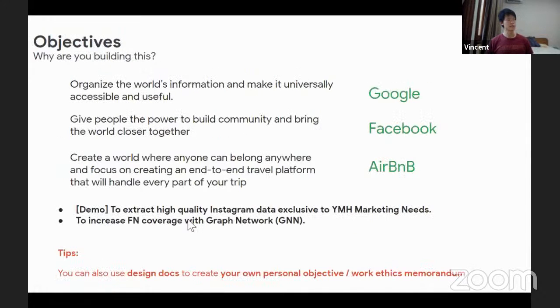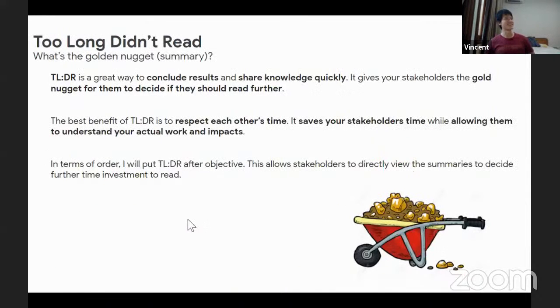Tips is that you can also use it for your personal objective. So I do have design docs for myself, right? I call it the Vincent project whatsoever. But yeah, that's also another way.